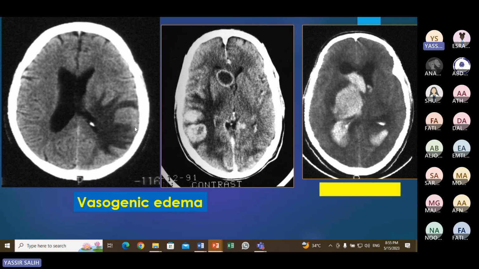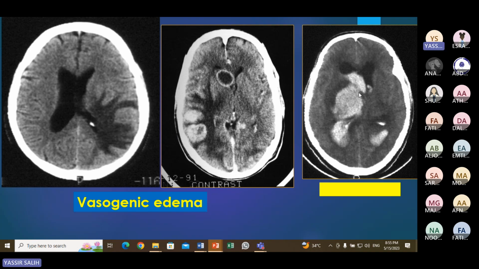So this is a vasogenic brain edema. And also this is a vasogenic. This is the lesion. This is a tumor, for example. Around the tumor there is an edema. So this is the vasogenic brain edema, finger-like, involving the white matter only, with the sparing of the gray matter.